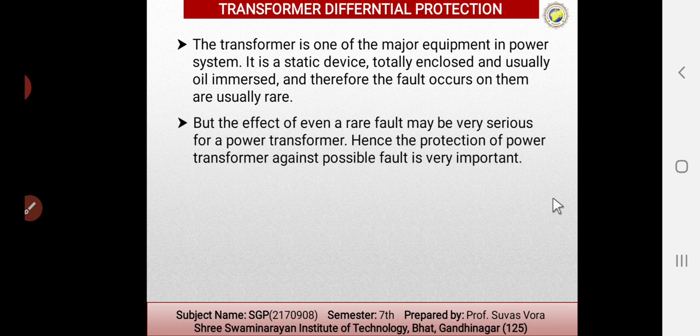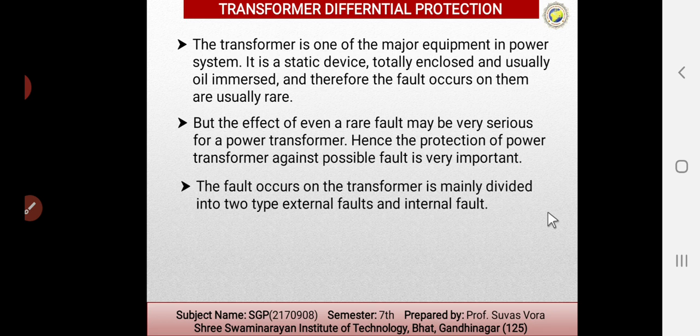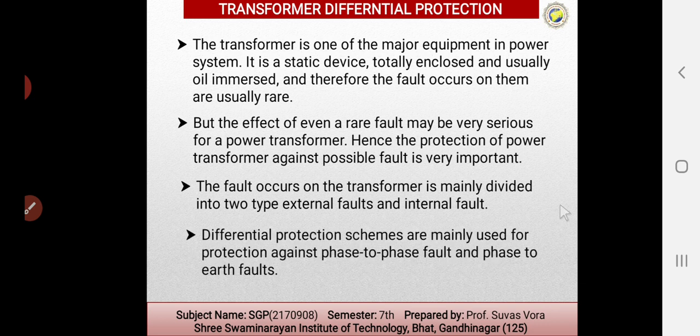But the effect of even a rare fault may be very serious for the power transformer. Hence, protection of the power transformer against possible faults is very important. So we have to see how many types of faults can occur. The faults on the transformer are mainly divided into two types: external faults and internal faults. We know that. For external faults we need not worry, because an external fault is reduced by using zone protections, but an internal fault is very dangerous in the transformer. So the differential protection scheme is mainly used for protection against phase to phase fault and phase to earth fault.